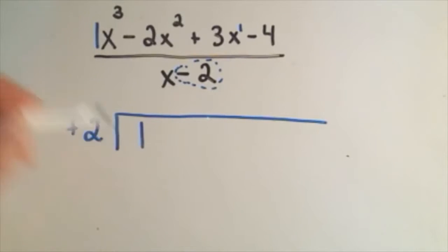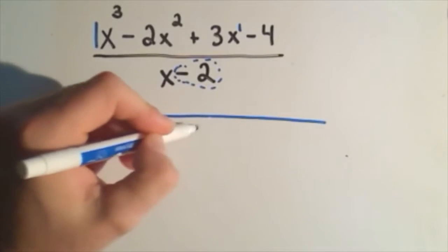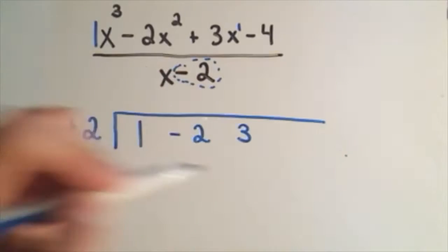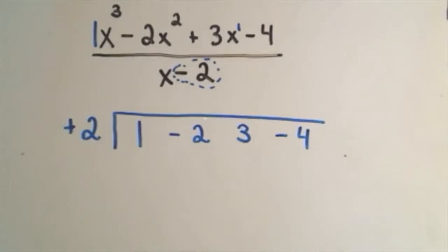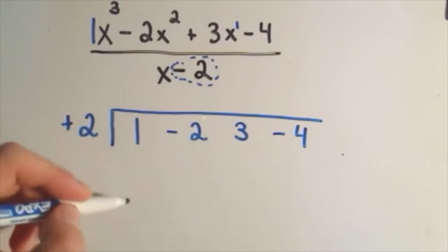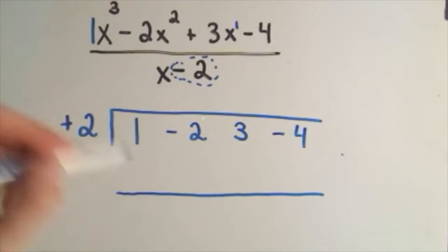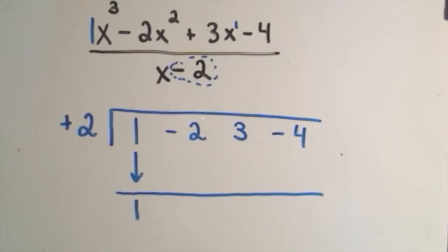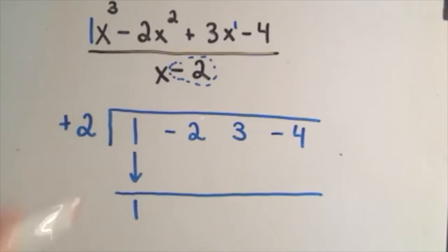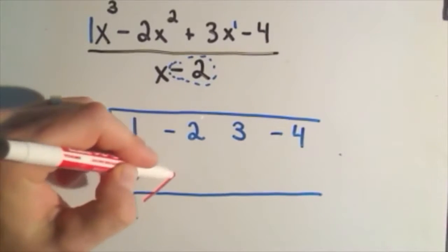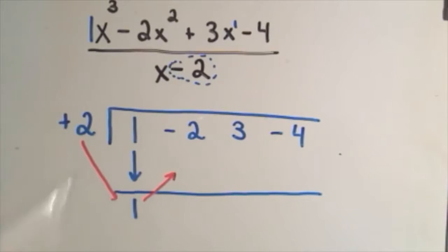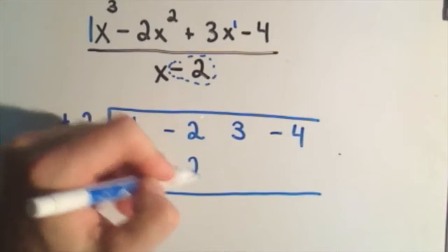All we do is we write the coefficients. So 1, there's a negative 2 in front of the x squared. There's a positive 3 in front of the x. And there's a negative 4 just hanging out. And with synthetic division, what you do is, the first term, you just drop it right down. There's nothing to do. And then the idea is we multiply. So I'm going to take positive 2 times 1, and then stick that number in the next spot. So positive 2 times 1 will give us positive 2.